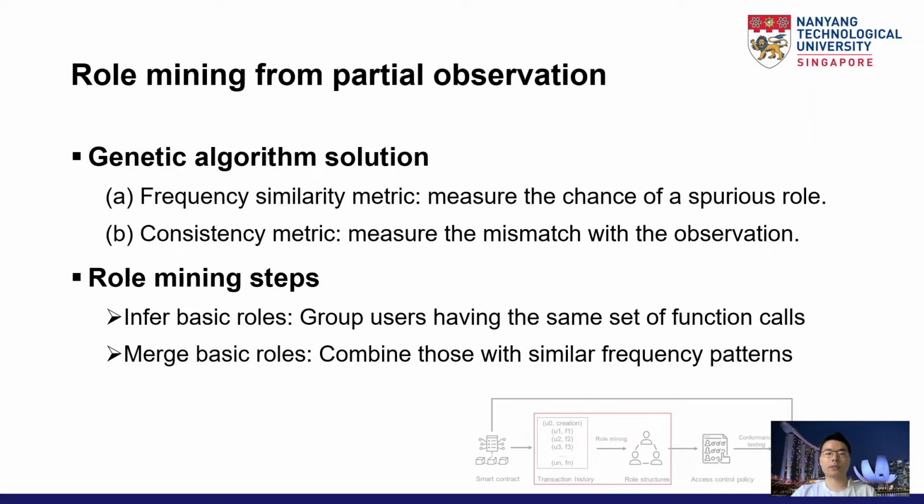We introduce two metrics to balance the number of user roles and the mismatch with observations. The frequency similarity metric is to measure the chance of a spurious role, and the consistency metric is used to measure the mismatch with observations. Our role mining has two steps. First, we create the basic roles with the same set of function calls. Then, some basic roles need to be merged according to the role similarity and the consistency.